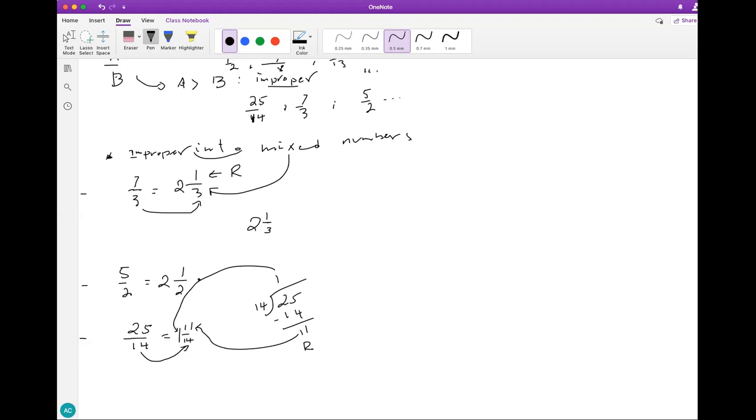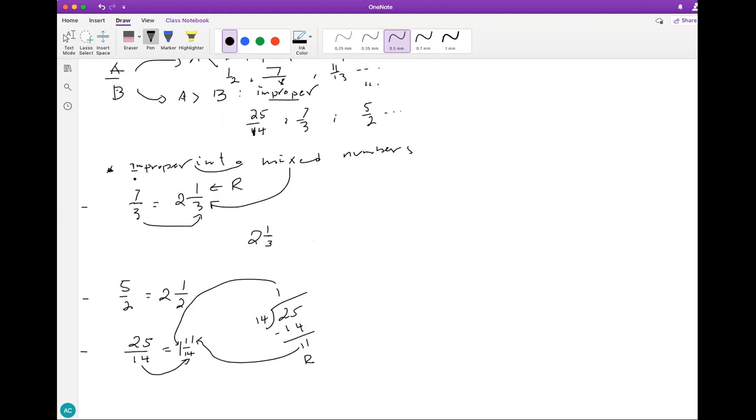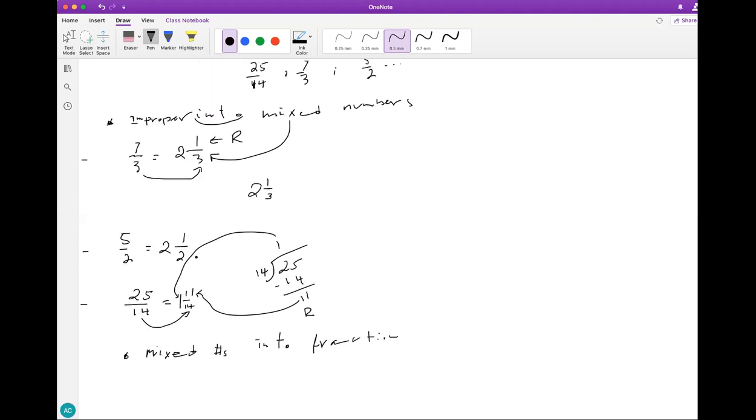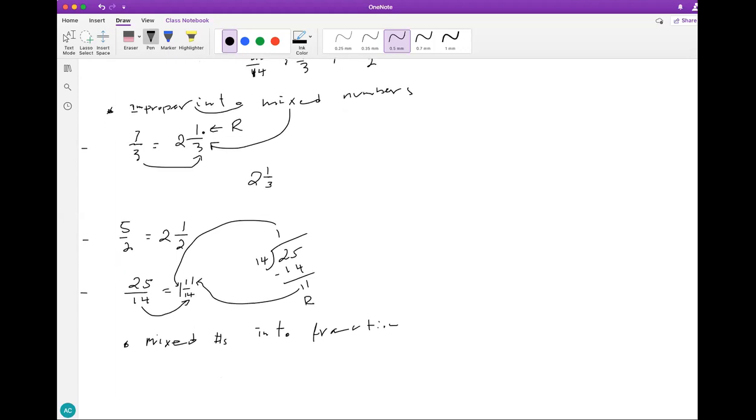Now we're going to do the opposite. We're going to start from here and go back to a fraction. We're going to see how to turn mixed numbers into improper fractions. Let's start with this one here. So we want to turn that into this.